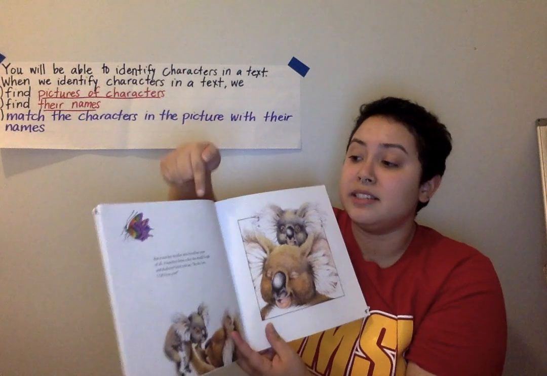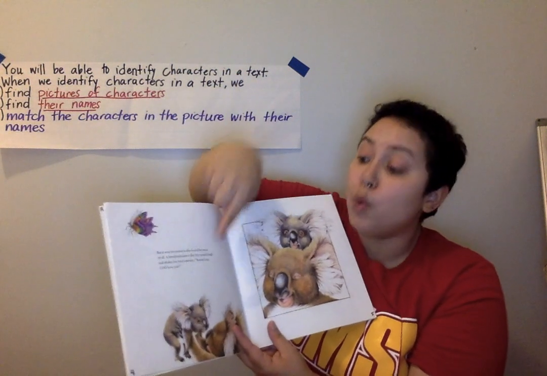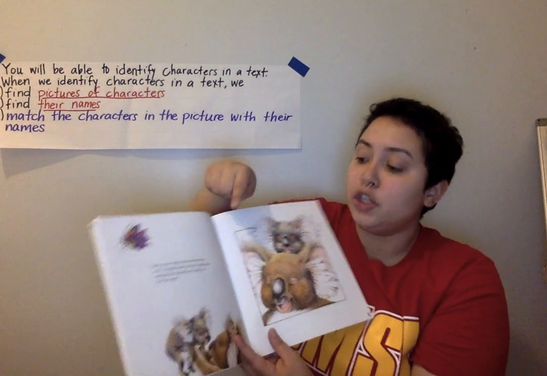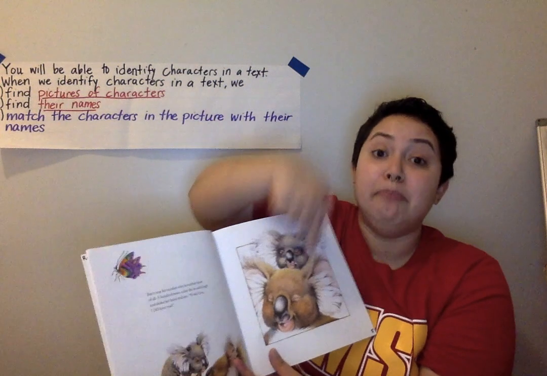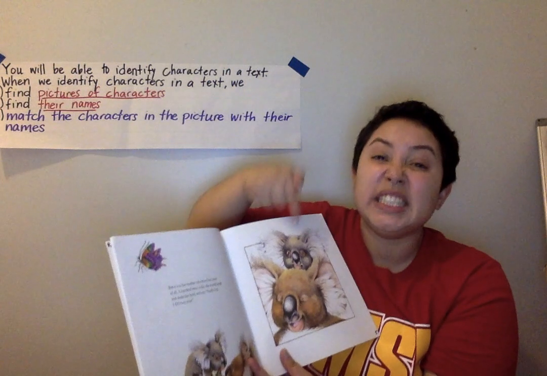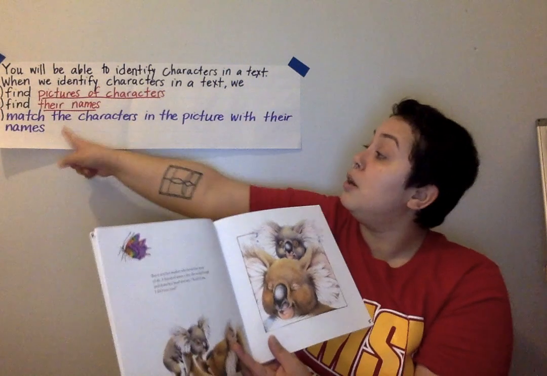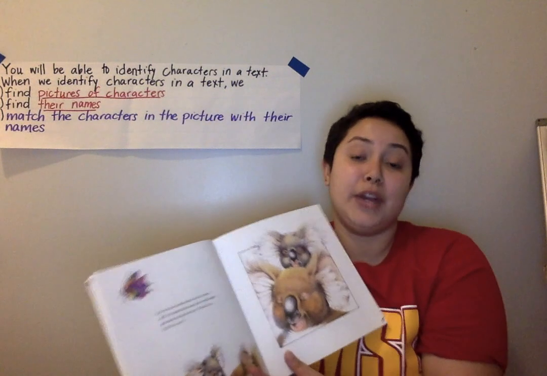I've read my text and I'm thinking about their names. I see the name Koala Lou. That's who the mother is speaking to. So we have a mother and we have Koala Lou. I think that the big koala must be mother. And the little koala that she tells she loves is Koala Lou. Because the last thing that we do is we match the characters in the pictures with their names.